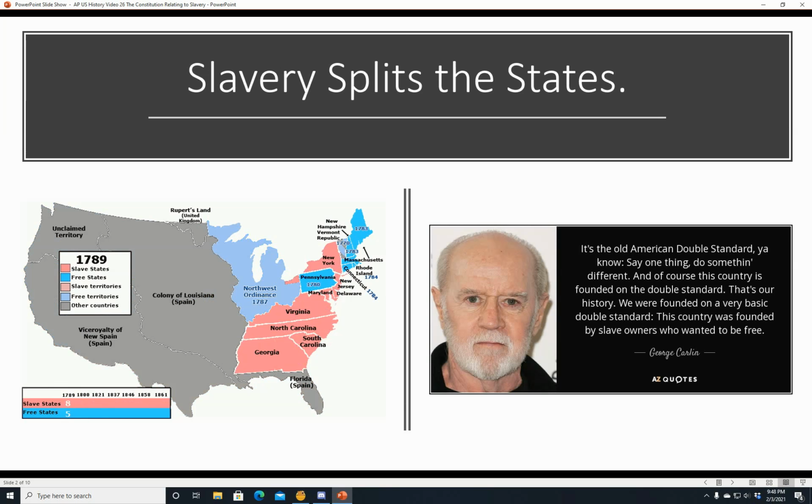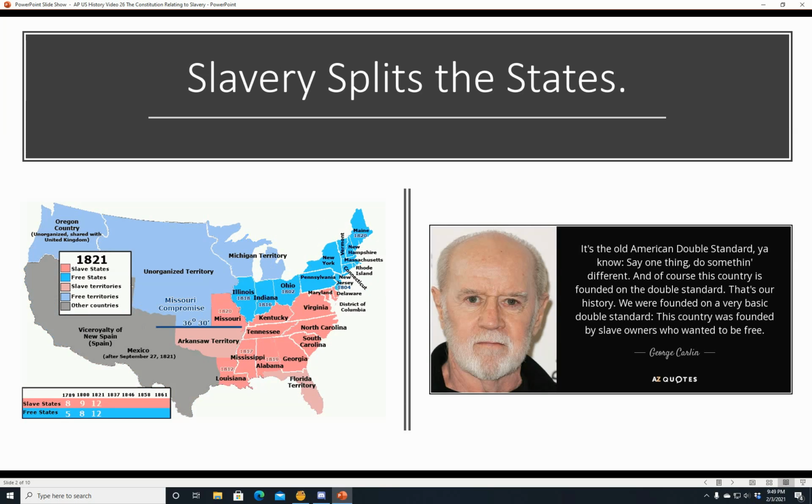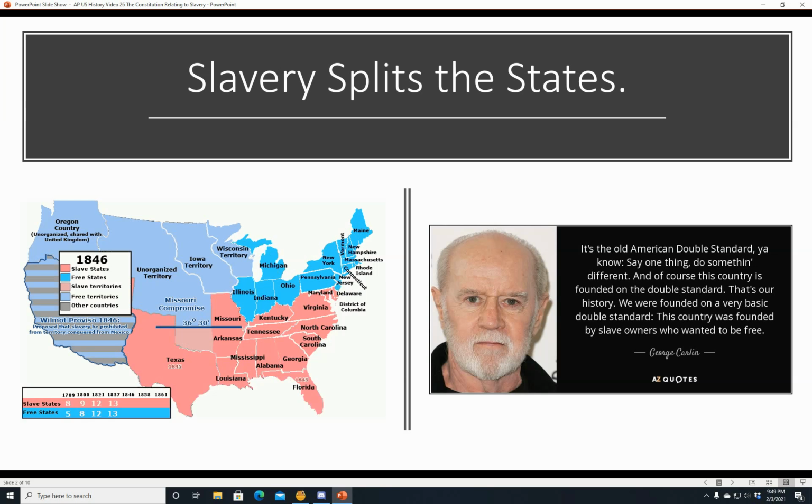when it was drafted. As George Carlin put it, it's the old American double standard, you know, say one thing, do something different. And of course, this country is founded on the double standard. That's our history. We were founded on a very basic double standard. This country was founded by slave owners who wanted to be free.